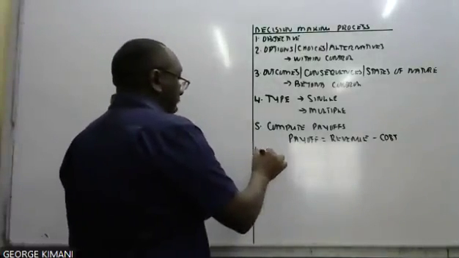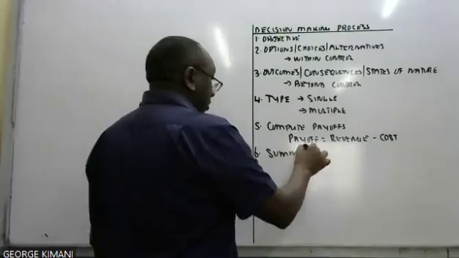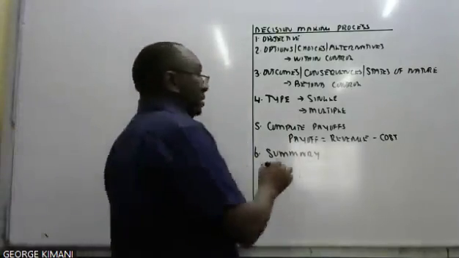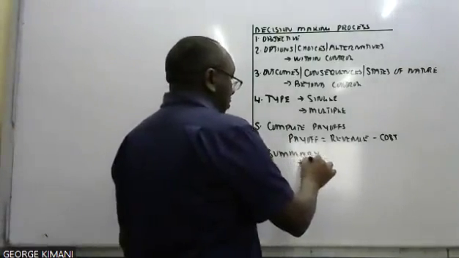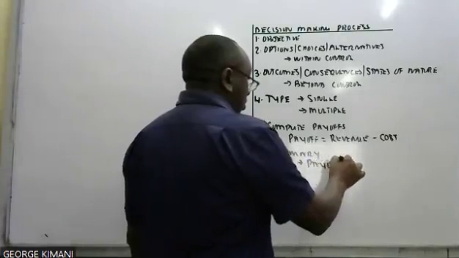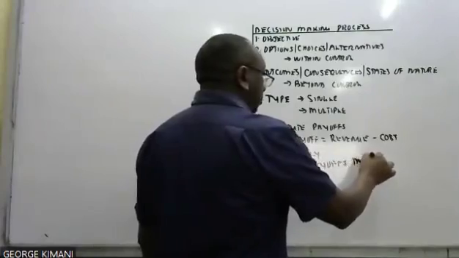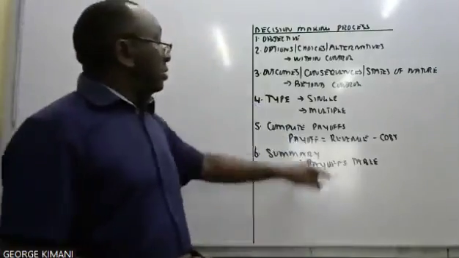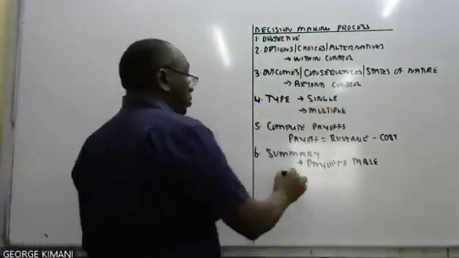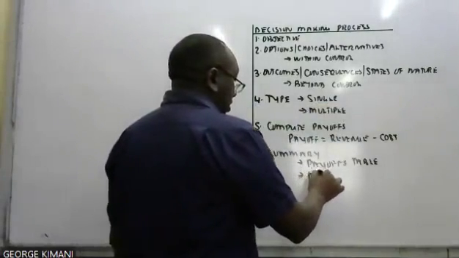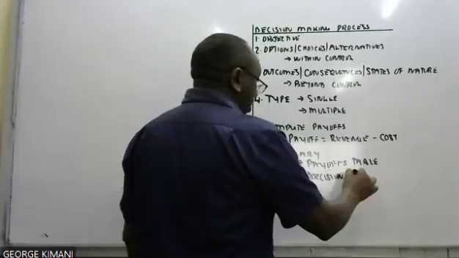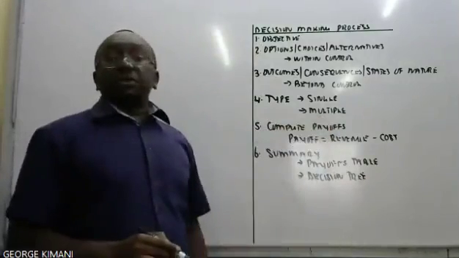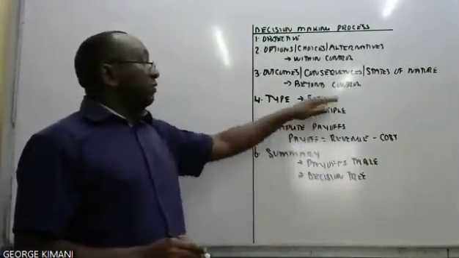Step number 6, you prepare a summary of what you have been doing. And there are 2 summaries. One is the payoff table. And the payoff table is used when you're dealing with single stage decisions. Or you use a decision tree. Now, a decision tree is used when you're dealing with multiples. Actually, a decision tree can be used also even in single stage.